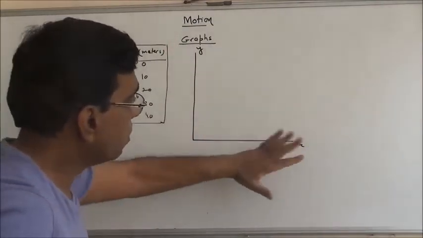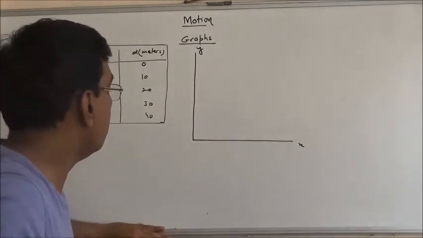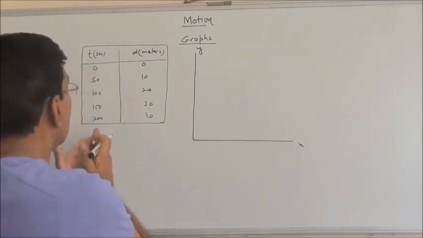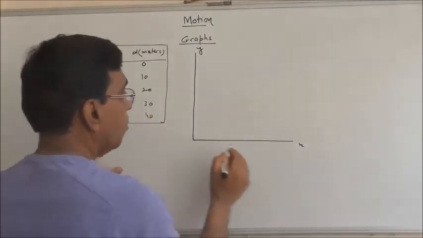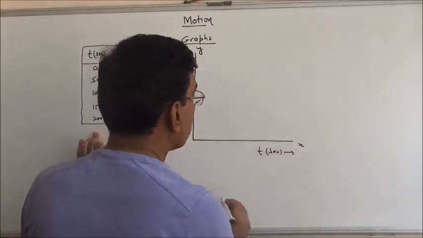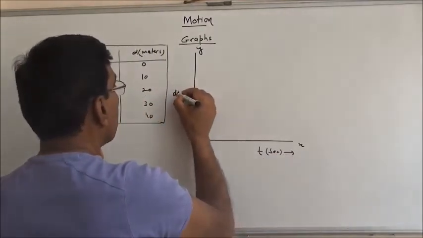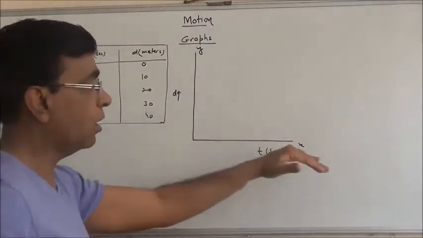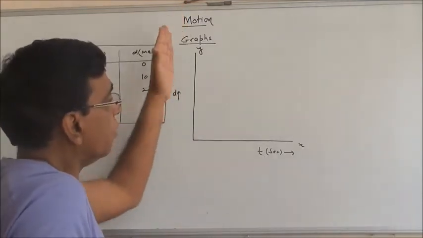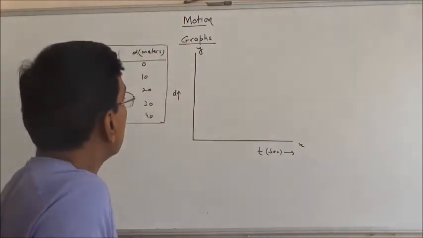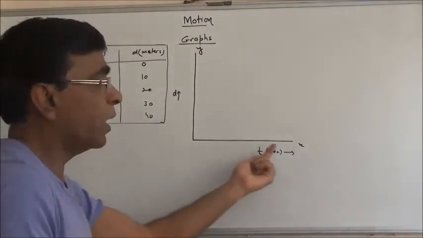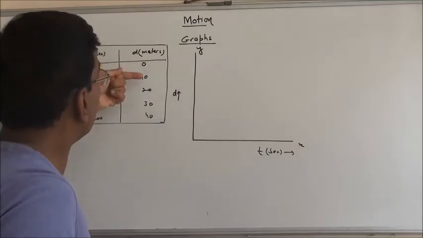So the first point is selection of axis. The second will be choosing a particular scale. Scale means I have to show this information on this. Time is taken on the x-axis and distance will be taken on the y-axis. In all these graphs, remember, time will always be taken on the horizontal axis, and the other variable which depends on time will be taken on the y-axis. Okay, I have to show 50, 100, 150, 200 here. And the same way on this axis, I have to show 0, 10, 20.